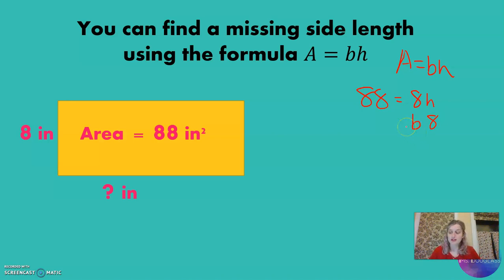Because like I said, you can have a rectangle that goes like this with a height of 8 and a base of, we don't know. And you can have the same rectangle on its side and it doesn't really matter. So 8 times something equals 88. Well, we can always do the inverse operations and say divide by 8 on both sides of your equal sign. 88 divided by 8 is 11. And that equals, I'll call it B because our base is usually on the bottom. 11, don't forget your units at the end. Our base equals 11 inches.